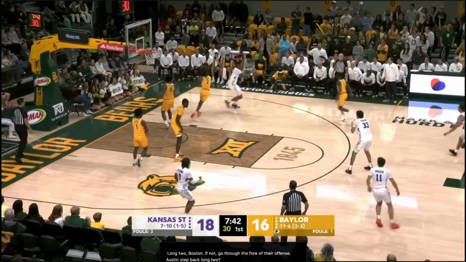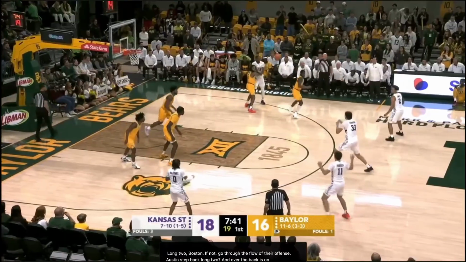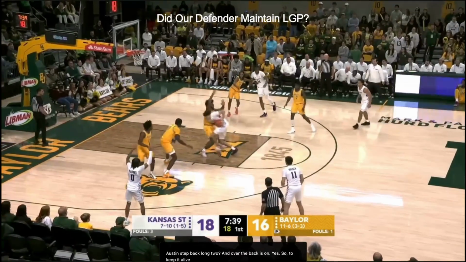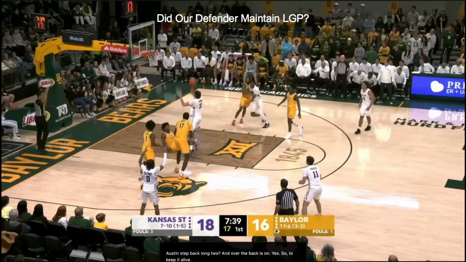Let's address something else before we even talk about the possibility of continuous motion. Our defender in the lane has obtained legal guarding position. He has 2 feet on the playing court in bounds, and his torso is facing the opponent. In this case, the opponent in question is the ball handler, the dribbler. So he has obtained legal guarding position. So the question is, did our defender maintain legal guarding position?